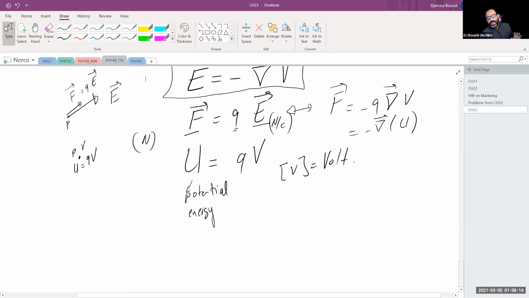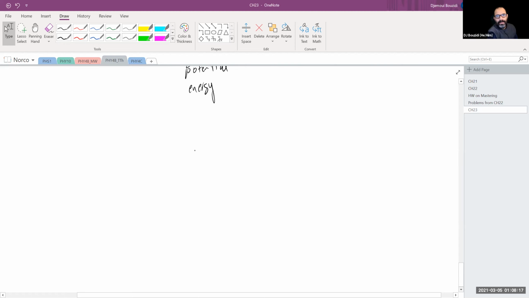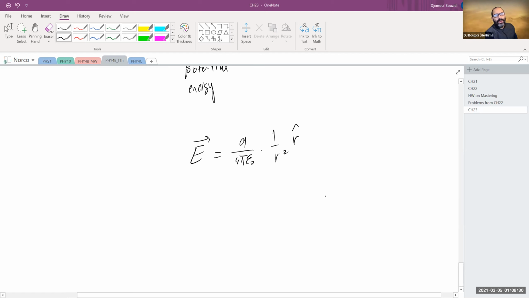So I'm going to do a point charge, which is the easiest of them all. The electric field of a point charge, if you remember, is Q over 4 pi epsilon naught times 1 over the distance squared times r hat. For a point charge, the electric field is radial, and I know the vector r is this way. So this is the position vector.